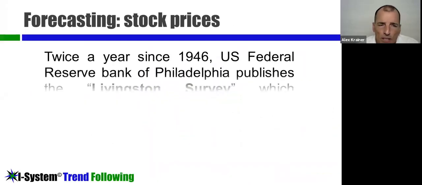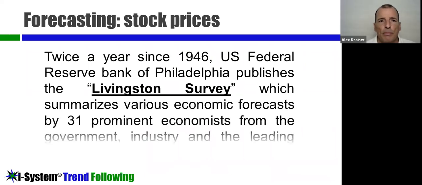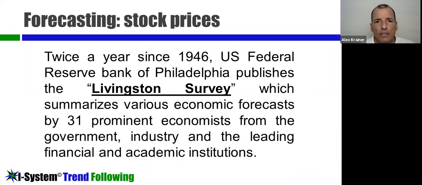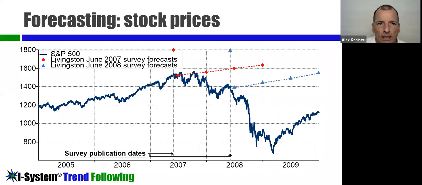Last example, stock prices. Twice a year since 1946, the U.S. Federal Reserve Bank of Philadelphia publishes the Livingston Survey, which summarizes various economic forecasts by 31 prominent economists from government, industry, and the leading financial and academic institutions. On this chart, you see their forecasts published in June 2007 and June 2008. The red dots and the blue dots show their 6-month, 12-month, and 18-month forecasts, and the perpendicular dashed lines coincide with the survey publication dates. Again, as you can see, all these leading experts never even came close to correctly forecasting.